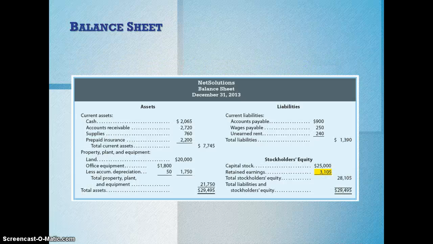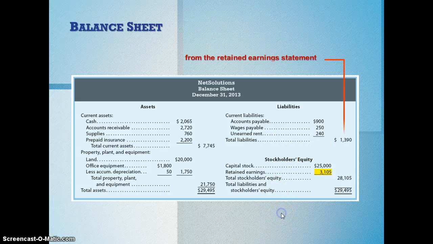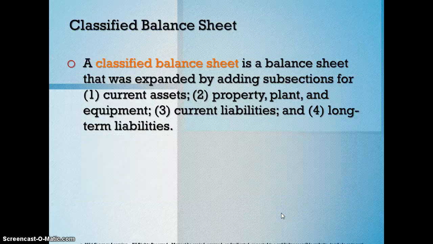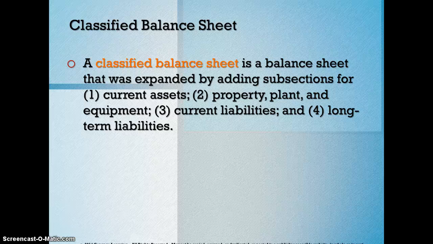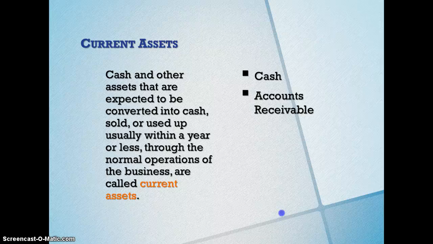This is a new balance sheet for us because it has these new categories: current assets, property, plant, and equipment, current liabilities, and for Net Solutions, they have no long-term liabilities, so they're not listed there, and then our stockholders' equity. Okay, so we're going to look at each one of these classifications so that we can understand them a little bit better. Current assets are things like cash, accounts receivable, notes receivable, supplies.